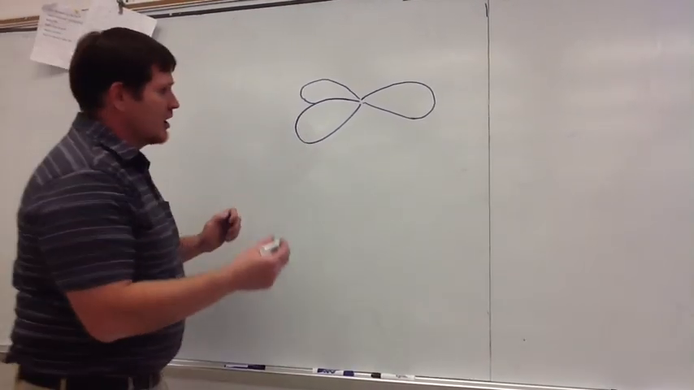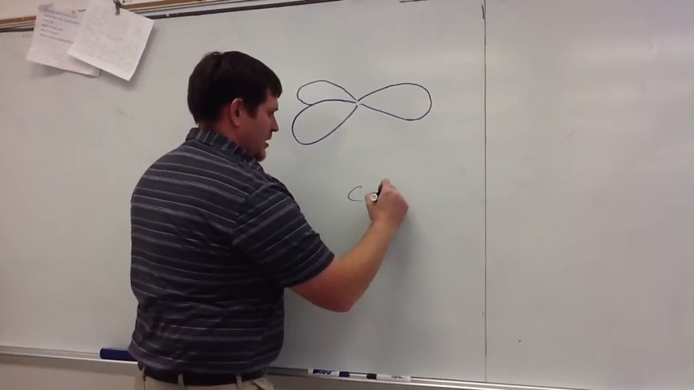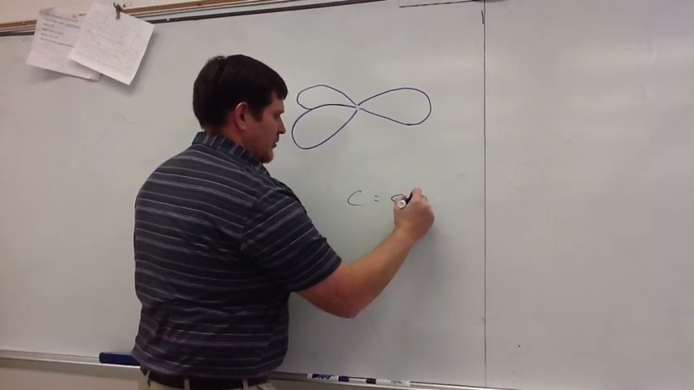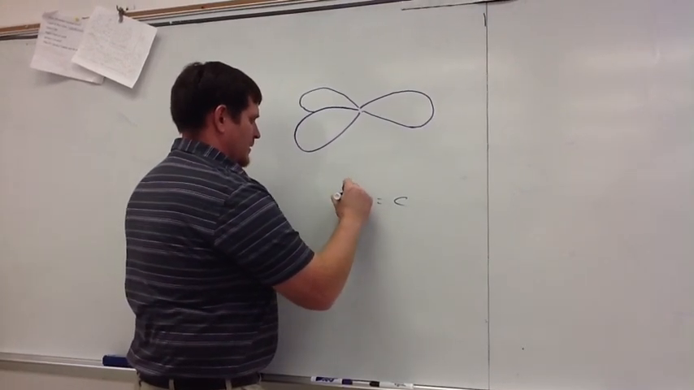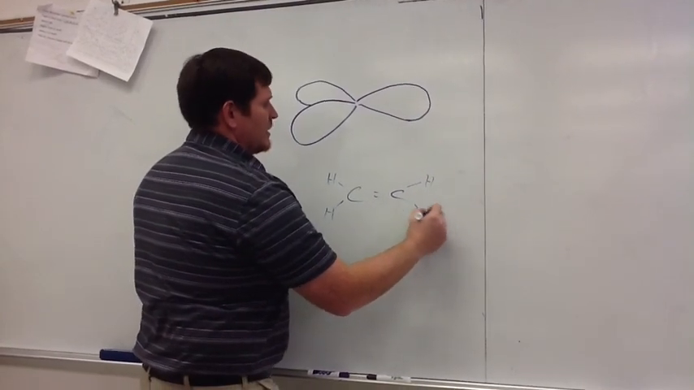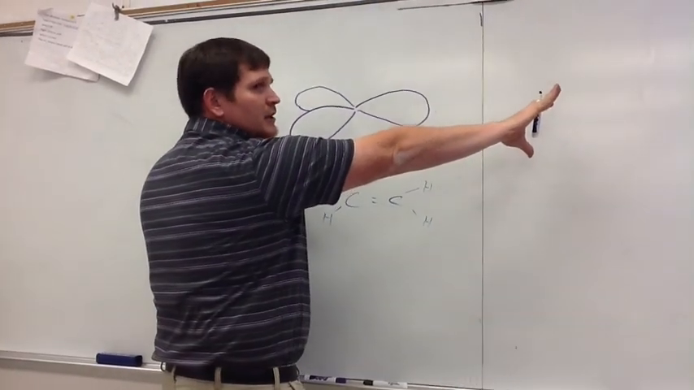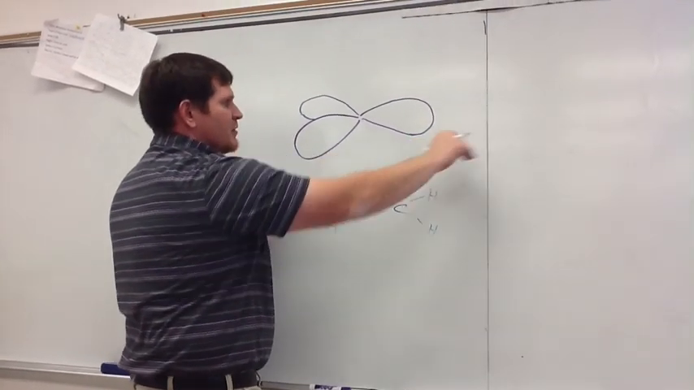Let's say that this is our carbon. What do we call that? Ethene. So here's our ethene bonds right here. This right here is our carbon. It's going to bond with the other carbon that's over here.